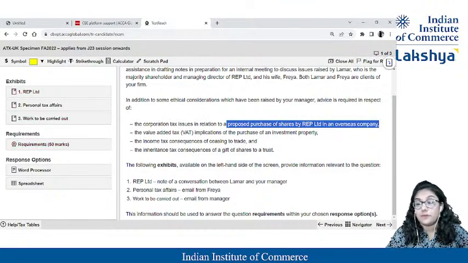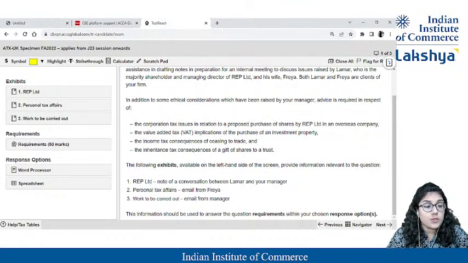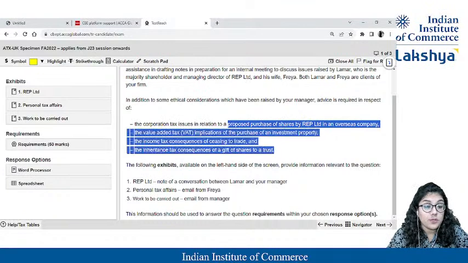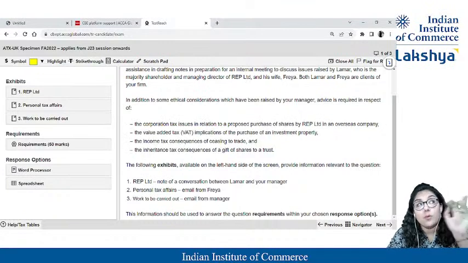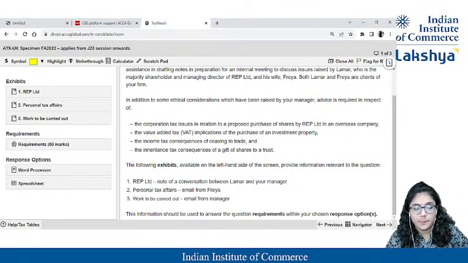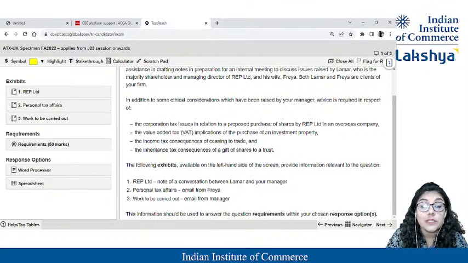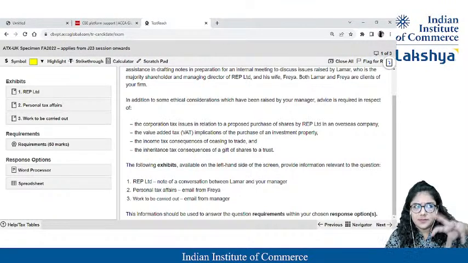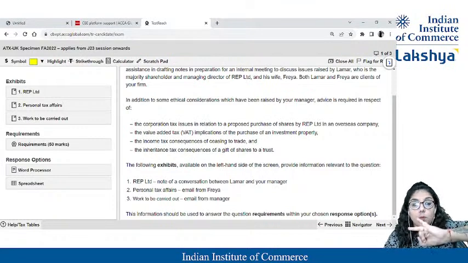Now I'll be directly reading from there. Okay, let's do it. The corporate tax issues in relation to the proposed shares are also being raised over here. Now they have a doubt: if I want to purchase some shares in an overseas company, they want our help. Okay, we can help them. The second help they want is for the VAT. So the concept of corporation tax is hitting, and VAT is hitting.